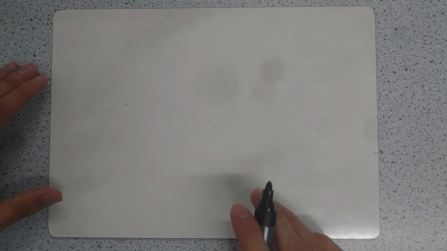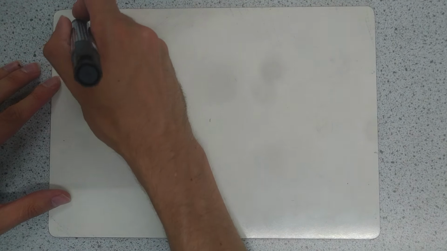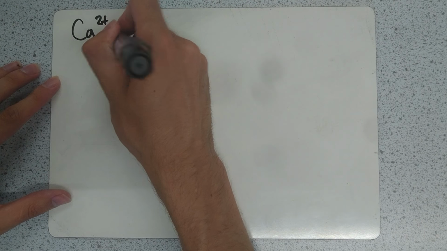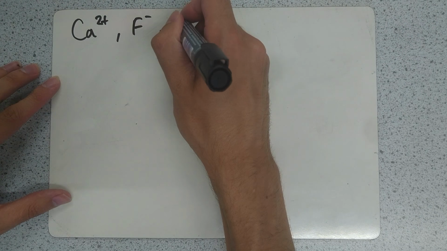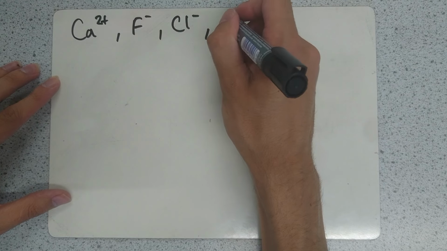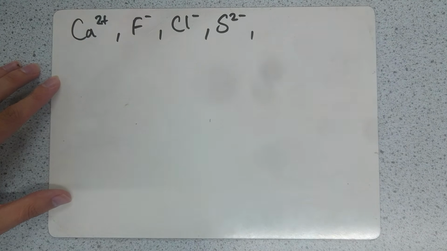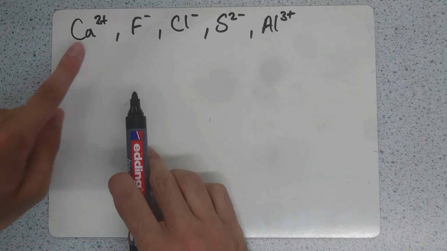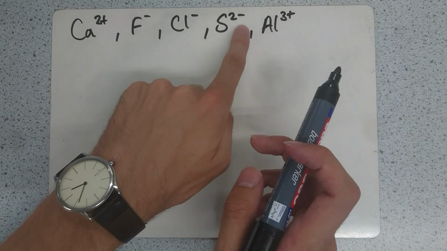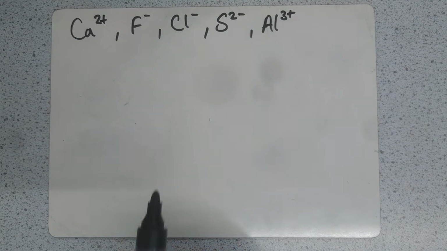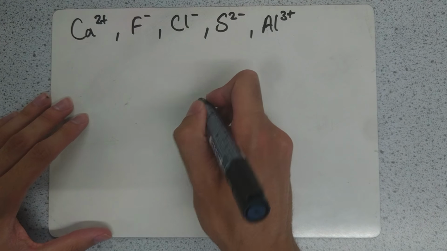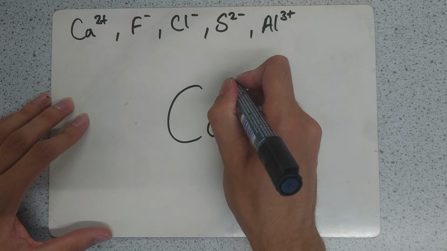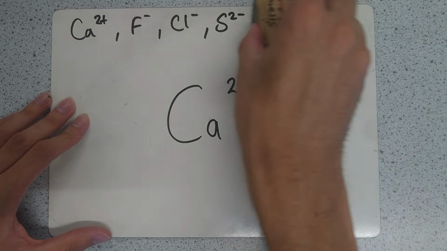So, ions are different. If we draw up here just a few examples of ions. You may have seen Ca2+, F-, Cl-, S2-, Al3+. They've all got this charge written on them. And we'll take an example. If we bring down calcium 2+.